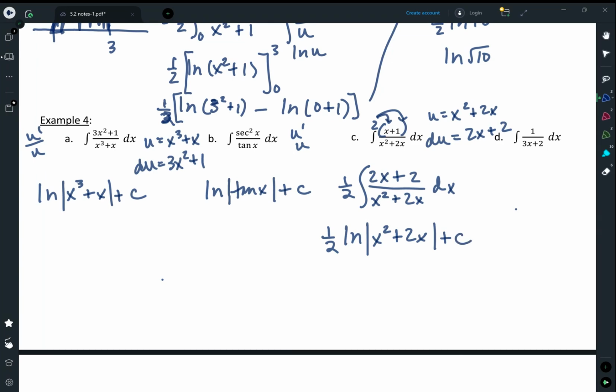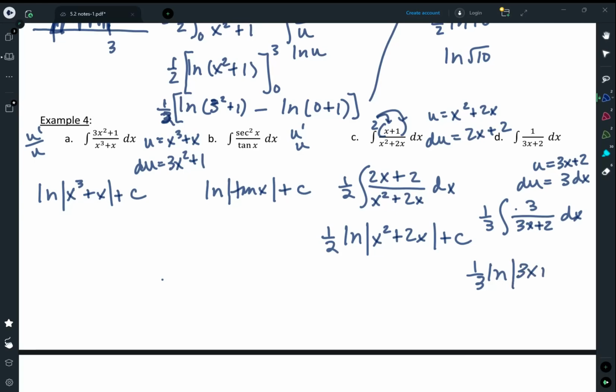Let's look at our last one. This last one, if my u is 3x plus 2, my derivative of u, my du, would be 3 dx. So I would need to have a 3 in here, and then also a 1/3. So now I have u prime over u. So 1/3 of the natural log of the absolute value of 3x plus 2 plus c.